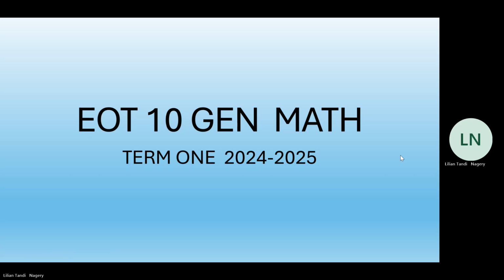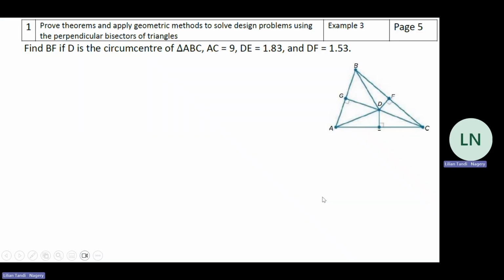Let's begin. So this is for 10 general for term 1. Let's go to the next slide. Okay. All right. So in this question, we have been told to find BF.